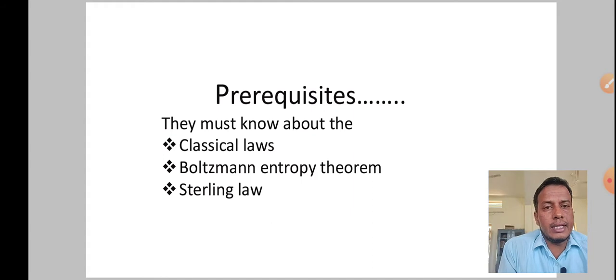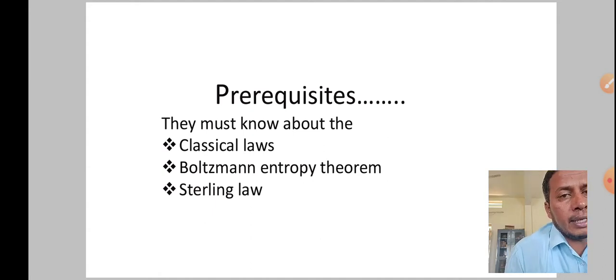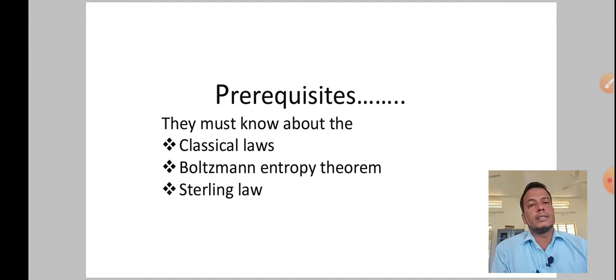Another one is the Stirling law, and the expansion of this Stirling law uses the log factorial: log of Ni factorial equals Ni log Ni minus Ni. This is the Stirling law. Let us discuss the next slide.